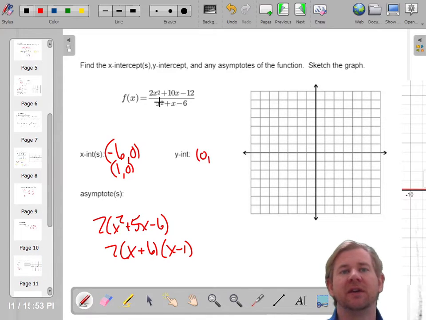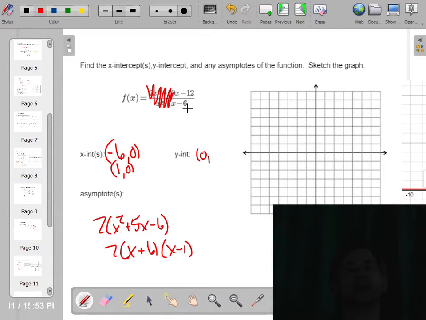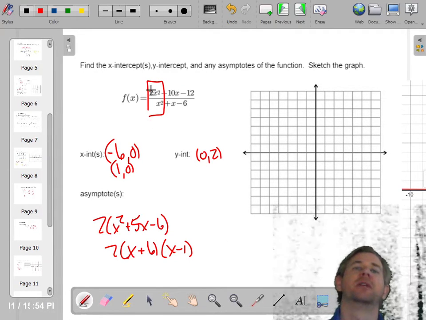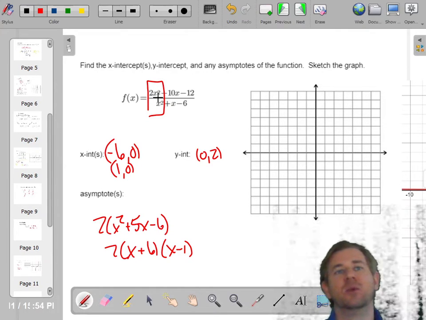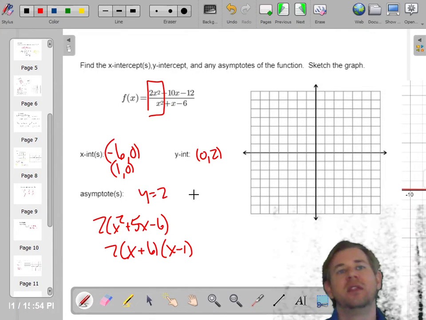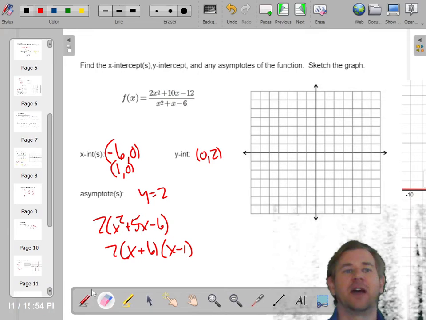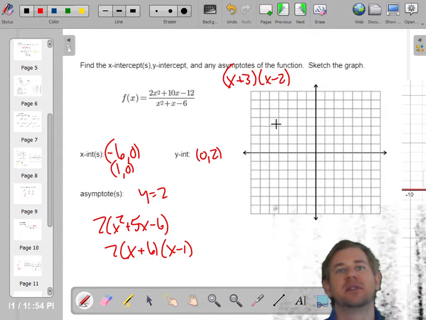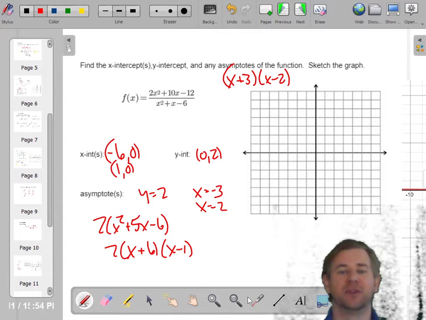Y-intercept, when you plug in 0, ignore all that, -12 divided by -6 is positive 2. Asymptotes, these have the same degree, so the horizontal asymptote would be 2. The vertical asymptotes, when you factor the denominator, x plus 3, x minus 2, are at -3 and positive 2.